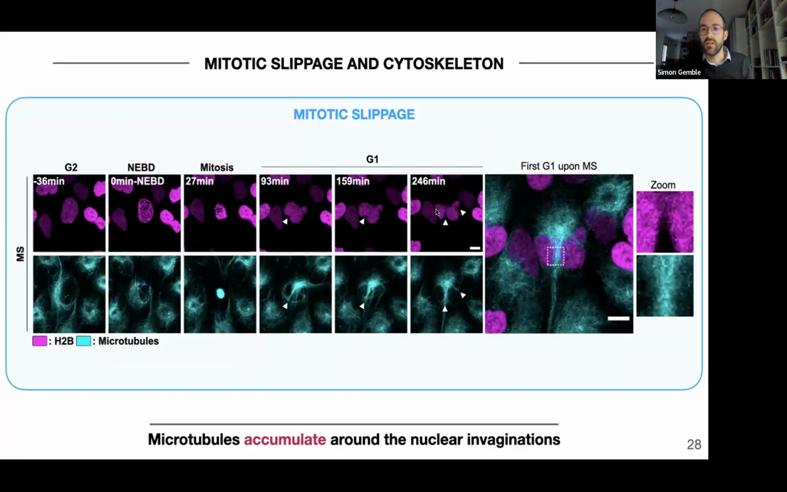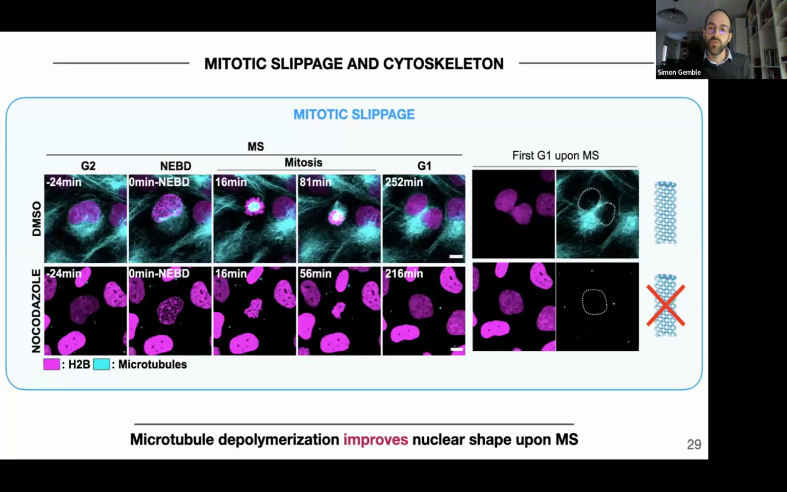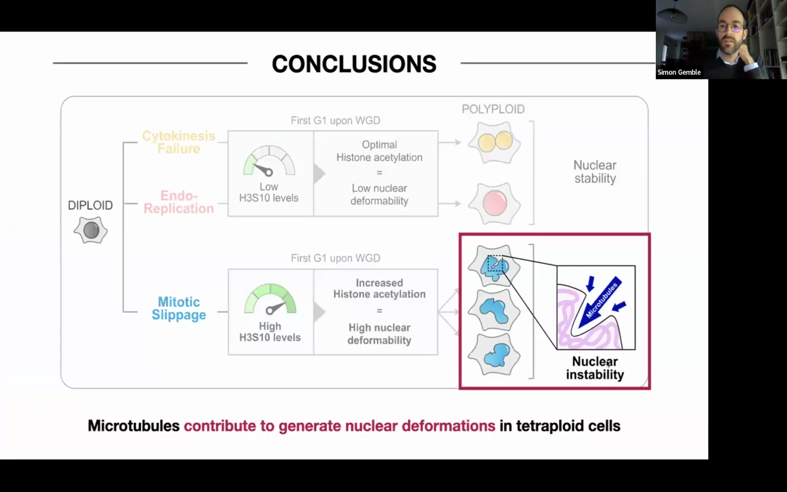But to be sure that it's true, we reproduced the same experiment, but this time we removed microtubules using microtubule-depolymerizing drugs, below. As you can see in this example, this was sufficient to greatly improve the nuclear shape upon mitotic slippage. So we found that microtubules are contributing to the nuclear deformations upon mitotic slippage in tetraploid cells.